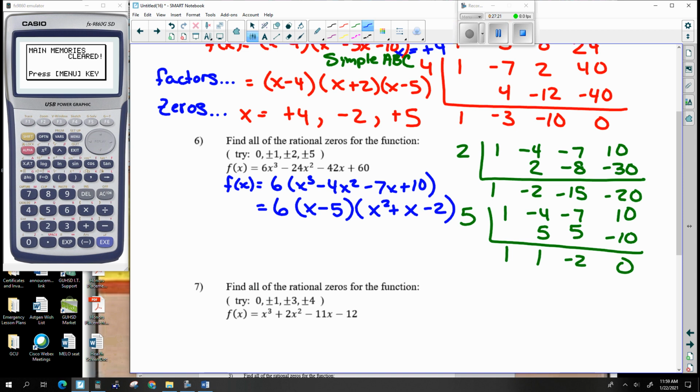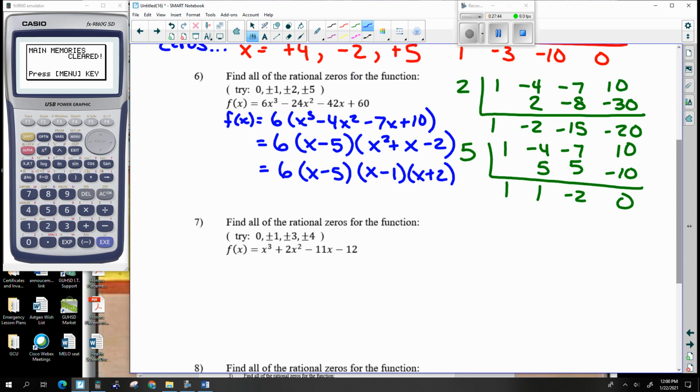All right, now I can simple ABC this last parentheses. I want to multiply to -2 and add to +1. So that's a -1, +2. So those two numbers multiply to -2, but yet simultaneously add to a +1. It's an x minus 5 and a 6. All right, so these are all the factors.